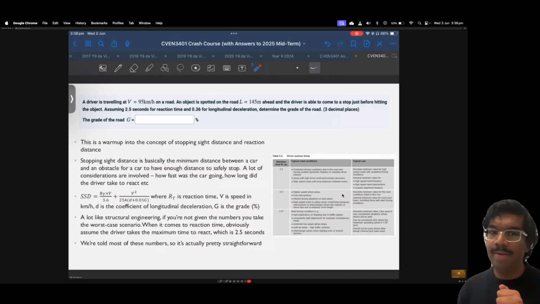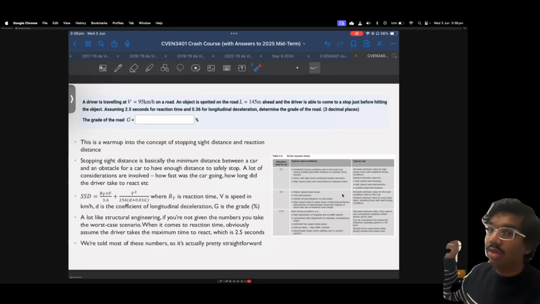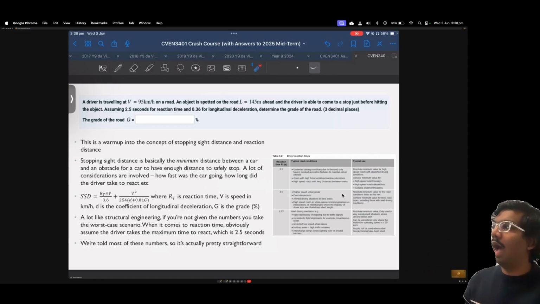It's the minimum distance between a car and an obstacle for a car to have enough distance to safely stop. But there's a lot of consideration. So obviously, stopping sight distance goes down if you're going slower.